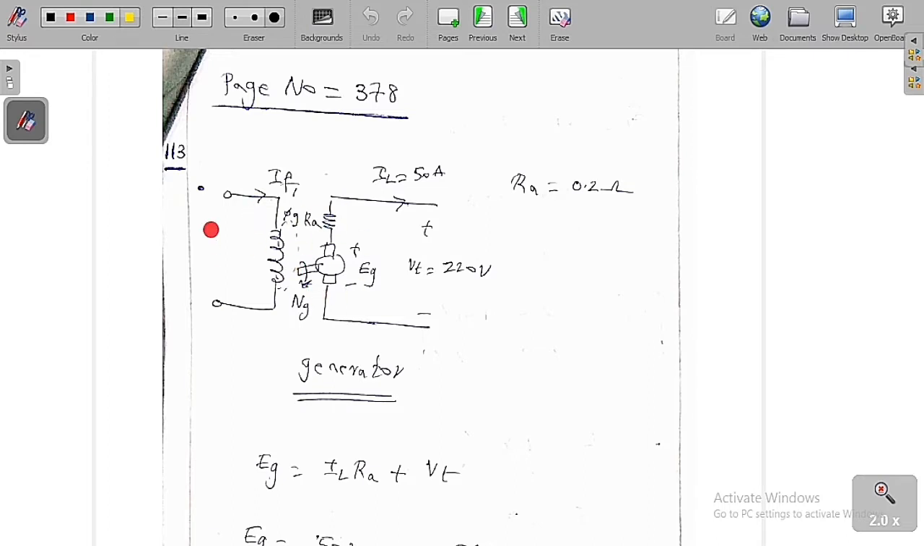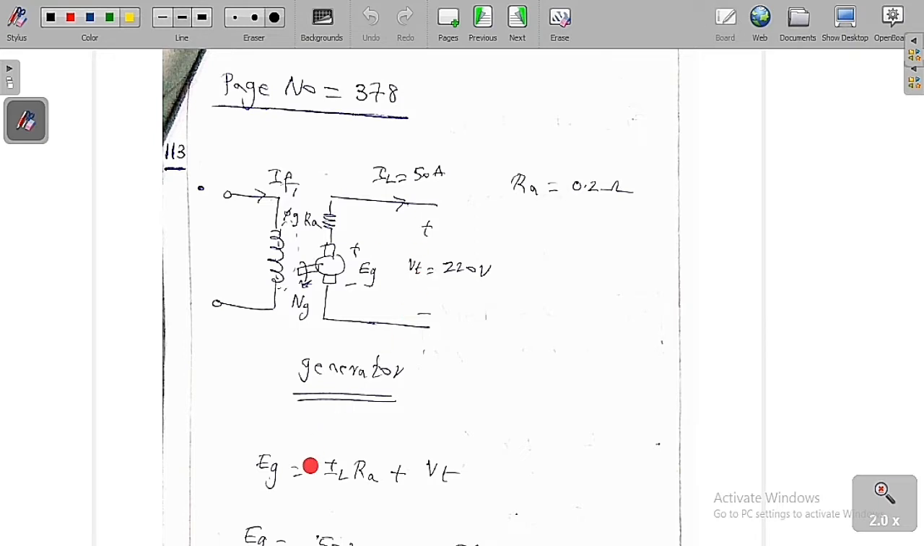It is separately excited, which means we are going to separately give a field winding current IF1. So this is the field current IF1, which is generating a flux of Φg. I am going to rotate the shaft at a speed of Ng, so I am going to get a back EMF, that is, I am going to generate a voltage of Eg. This is the armature resistance. And in the question they have given the terminal voltage is equal to 220 volt, the load current is equal to 50 ampere, and the armature resistance is equal to 0.2 ohm.